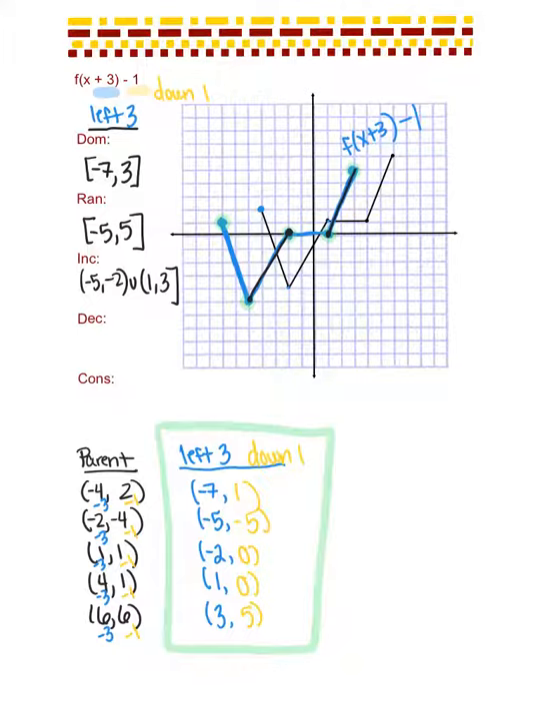It is decreasing on this first little piece from -7 to -5. From here to here, it's decreasing. And again, I get to include that -7 because it's an endpoint. And then it's constant here from -2 to 1. So there we go. There is that first example.